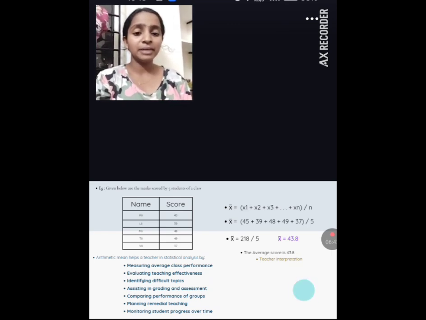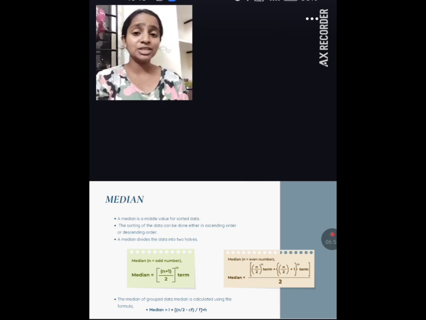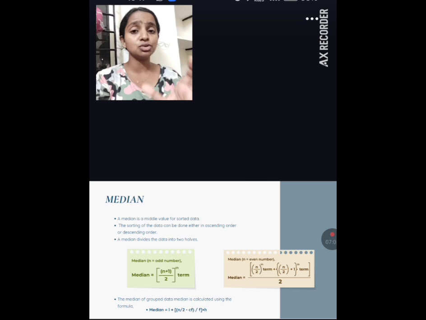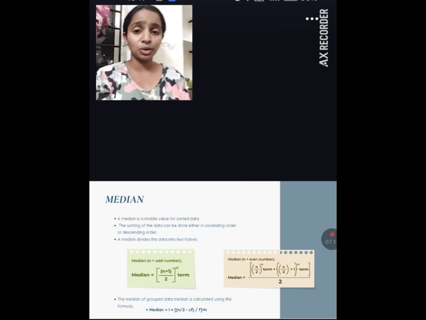Next is median. As the word says, median is the middlemost value in sorted data, and sorted data means arranged data, and the arrangement can be either in increasing or in decreasing order. And this median will divide a given data set into 2 parts, the one which is above the median, the one which is below the median. And in order to find this median, there are 2 equations.